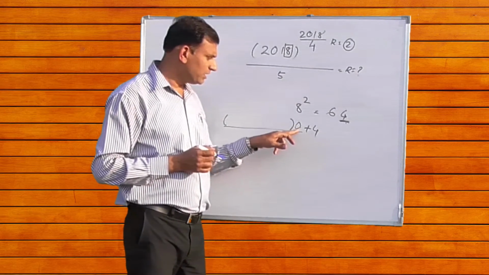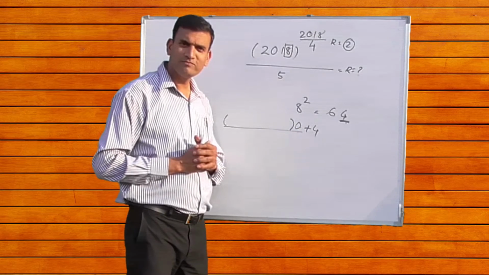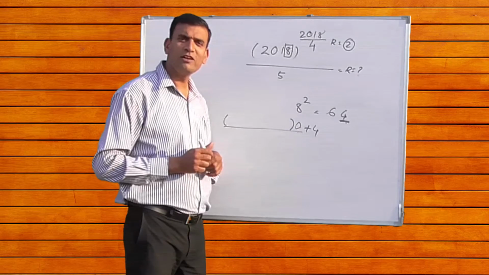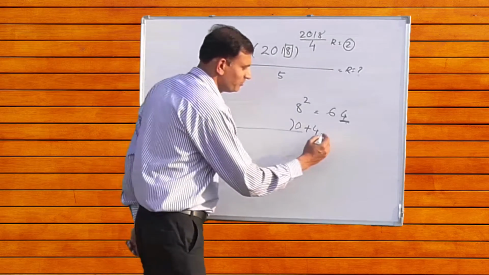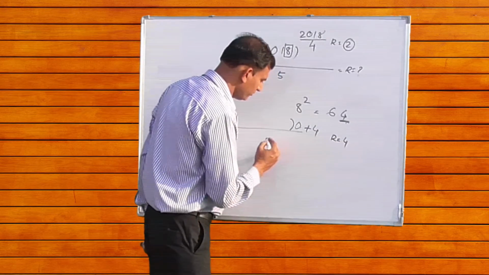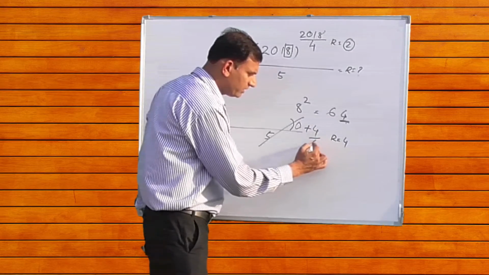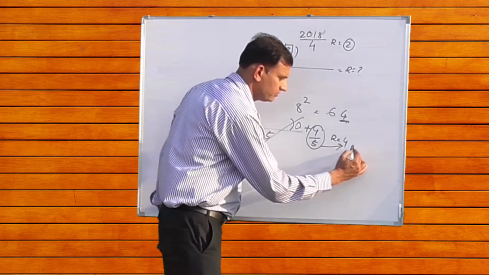Now, anything having 0 at the end is completely divisible by 5. So finally we have 4 divided by 5. The remainder is 4. If divided by 5, the first part will cut completely. Now 4 divided by 5 gives you 4. This is your answer.